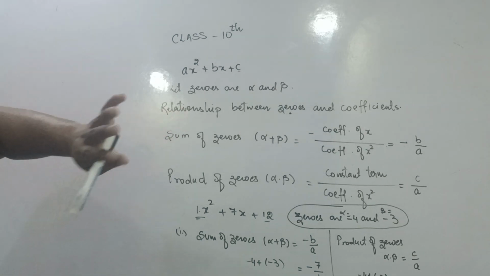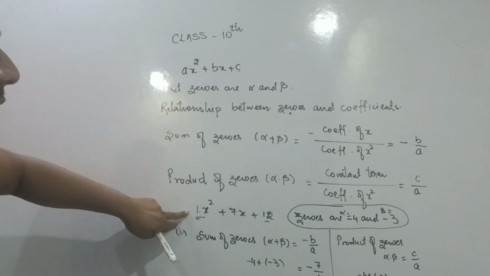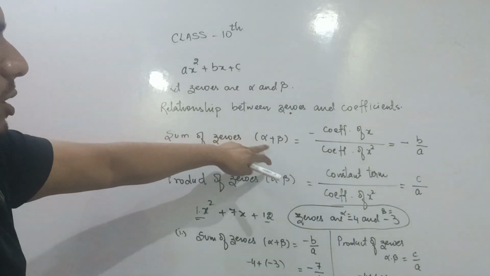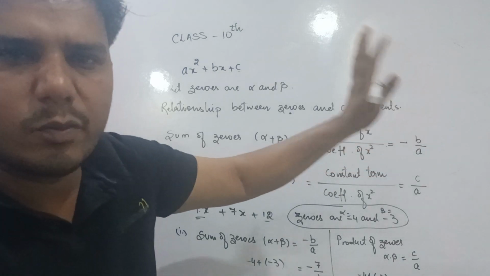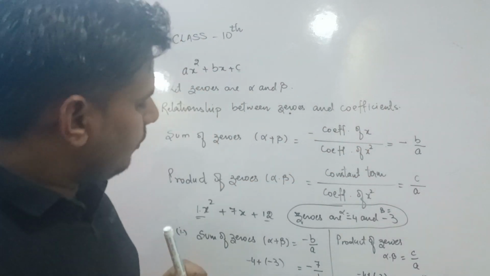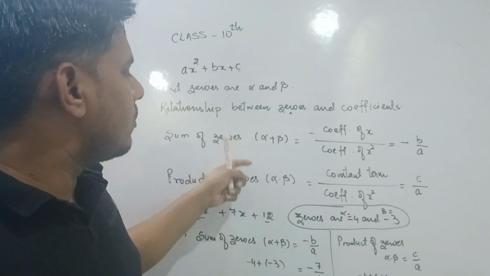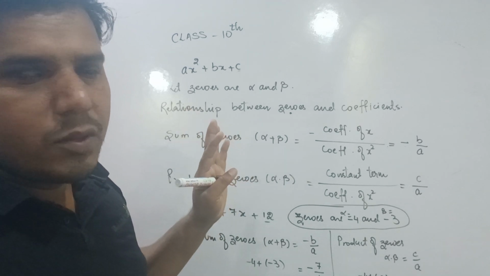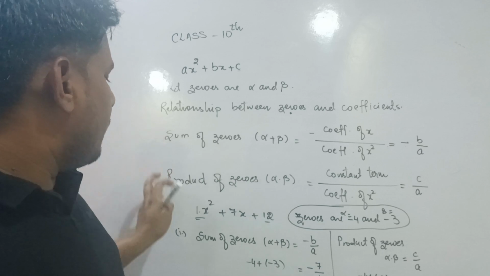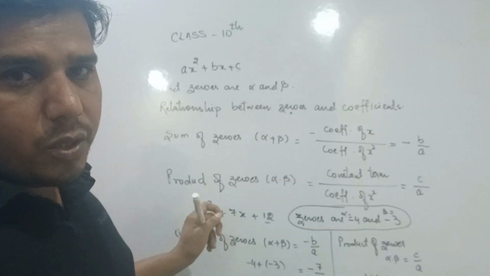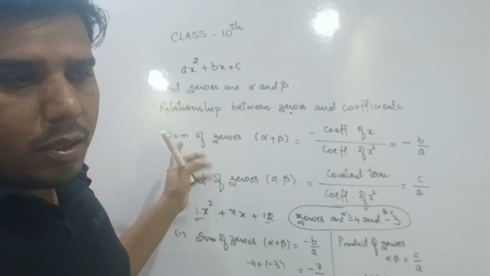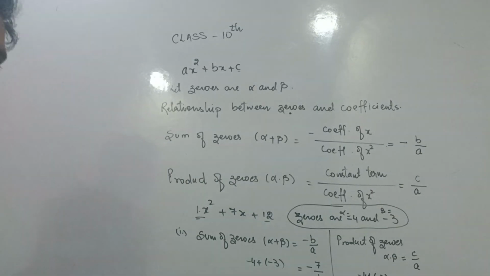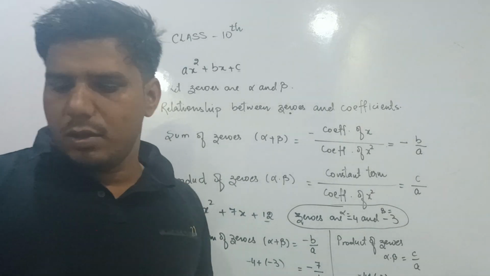If a quadratic polynomial is given, we can find these two terms, the sum of zeros and the product of zeros. But if these two terms, the sum of zeros and the product of zeros, are both given, we can also find the polynomial. So here we will learn this formula: when the sum of zeros and product of zeros are given, how to find the quadratic polynomial.